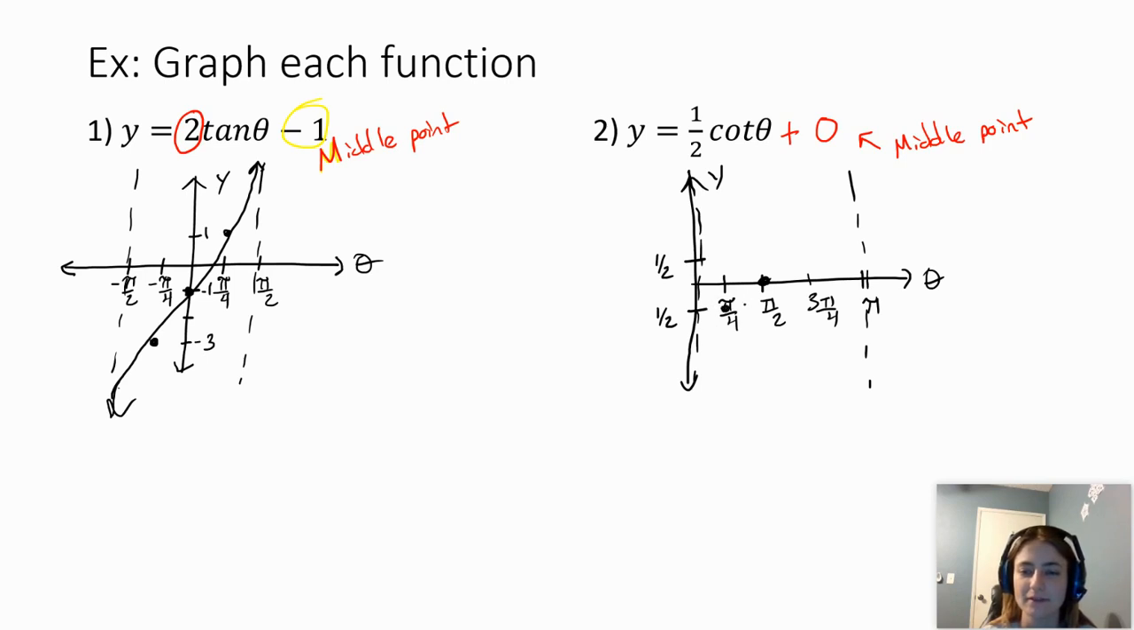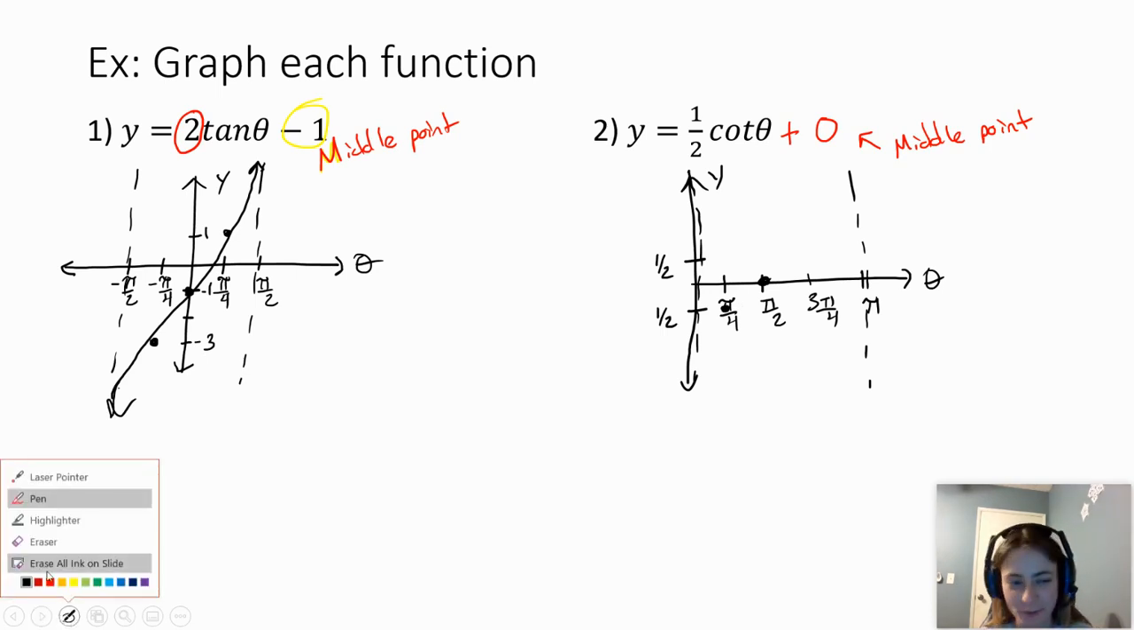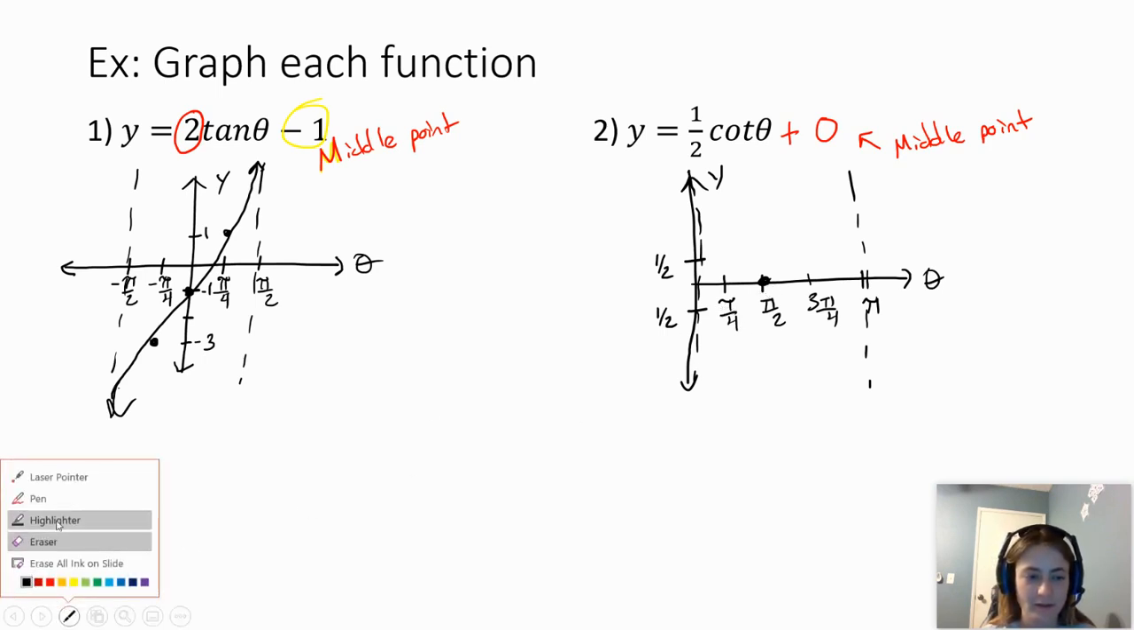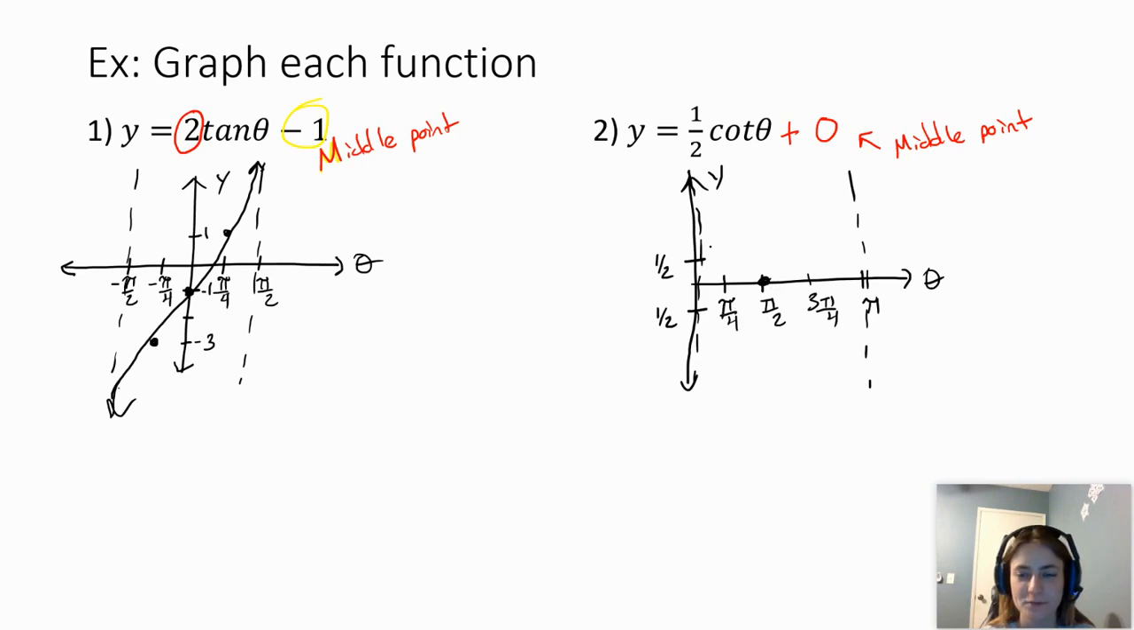For cotangent, we're going to be going down from left to right. So pi over 4 is going to be at positive 1/2, and 3 pi over 4 is going to be at negative 1/2. And this is really going to flatten out the graph like this. It flattens it out more. 1/2 compresses it.